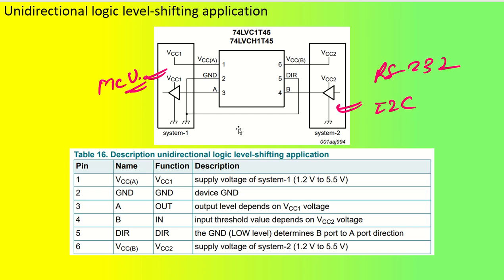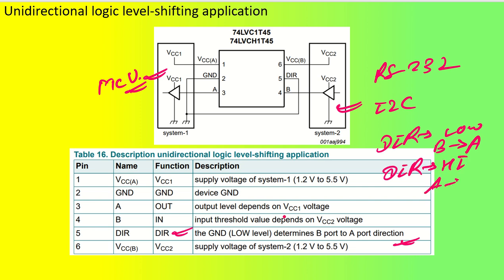Let us talk about the direction pin. The datasheet says that low determines the B port to A port direction. So if the direction pin is low, that is ground, then the direction is B port to A port. And if my direction pin is high, then it will be A to B.